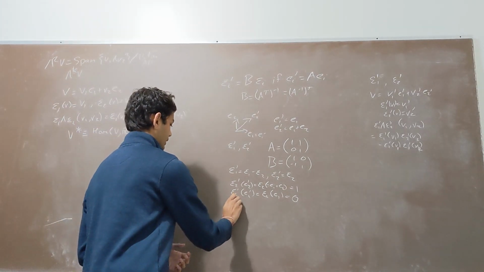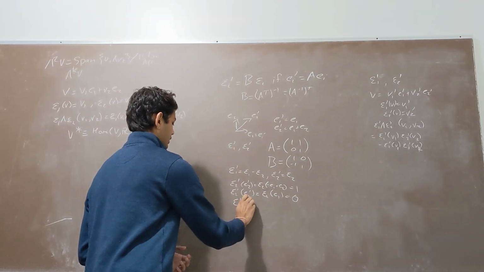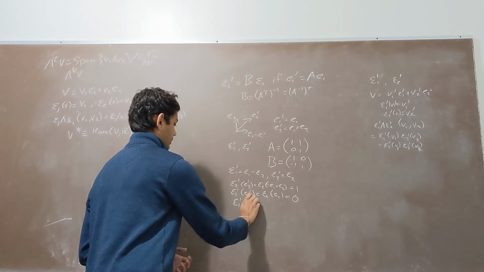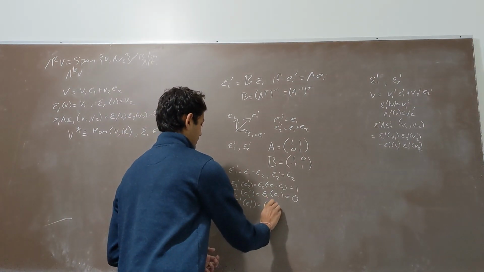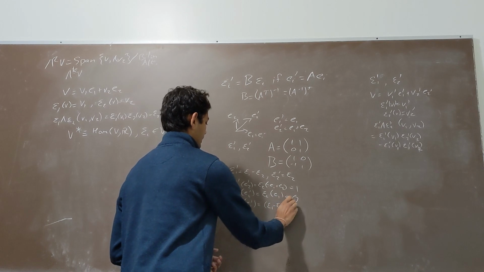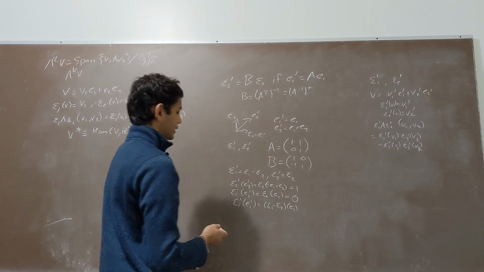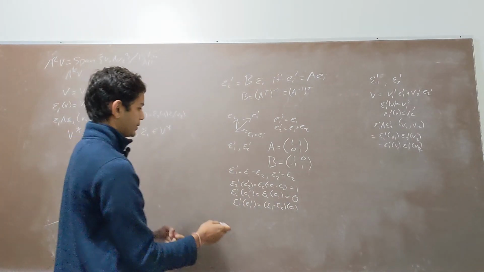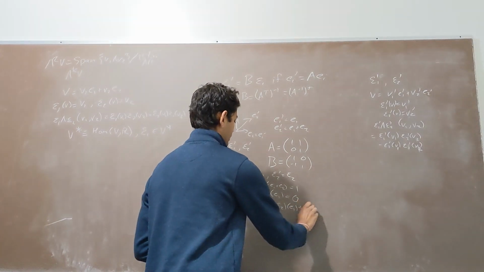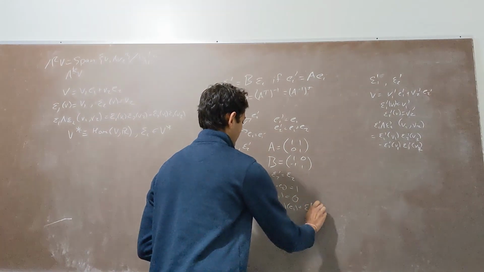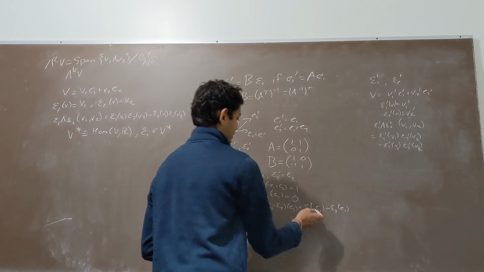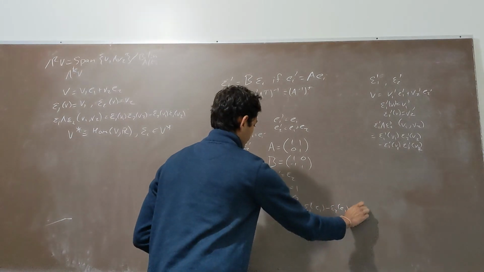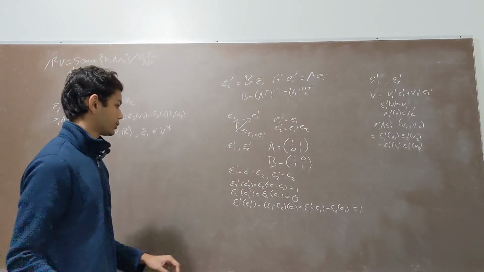Similarly, let's look at epsilon 1 prime of E1 prime. And so this is equal to epsilon 1 minus epsilon 2 evaluated on E1. And so the way that we do this is we distribute the E1, and this is equal to epsilon 1 of E1 minus epsilon 2 of E1. And this is equal to 1 minus 0, so it's equal to 1, as we expect, because we want this to be equal to 1.